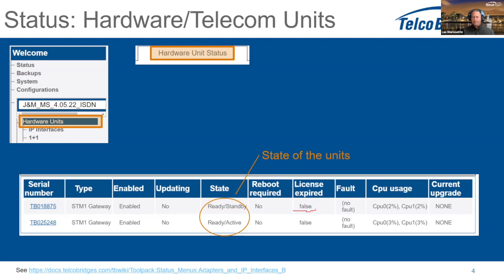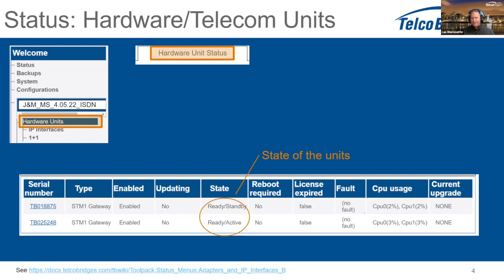There are some licenses on the devices. Most of our customers have permanent licenses, so this will remain false all the time. But in some cases, we provide temporary licenses, and then, if you click on the hardware telecom unit, you will see how much time you have left on the license. If it's completely expired, then it's going to appear here.